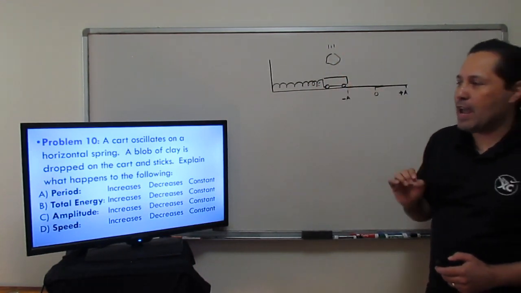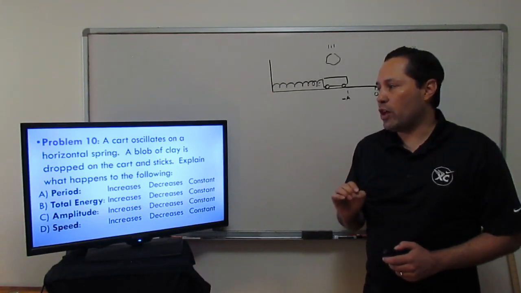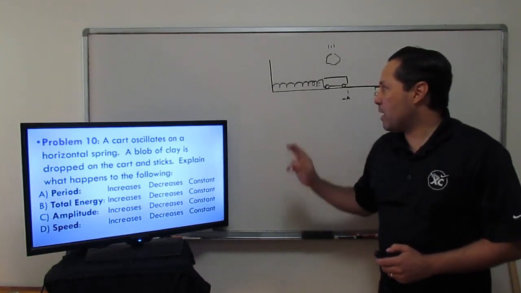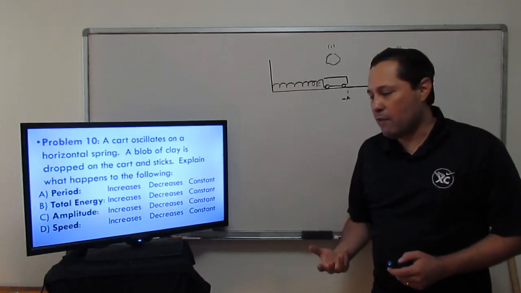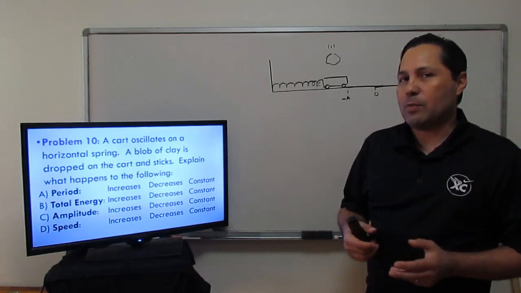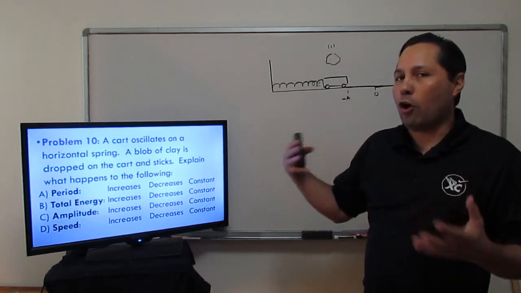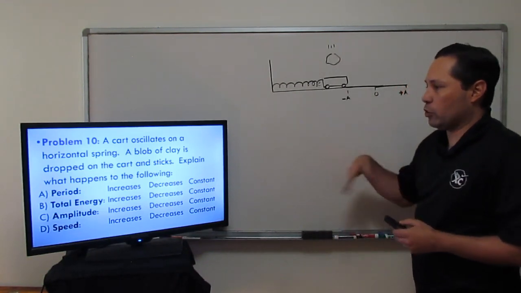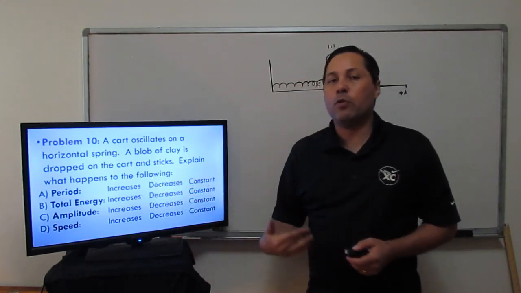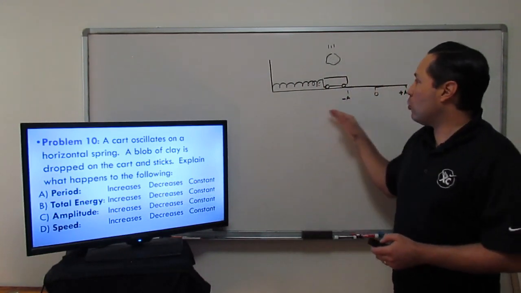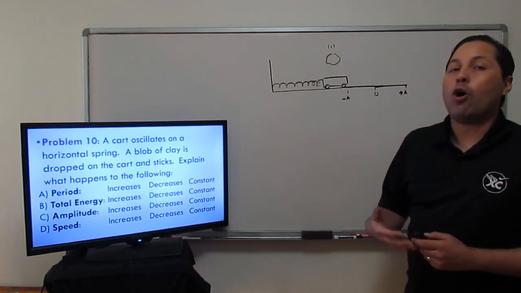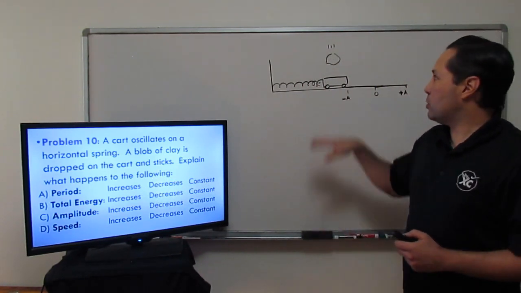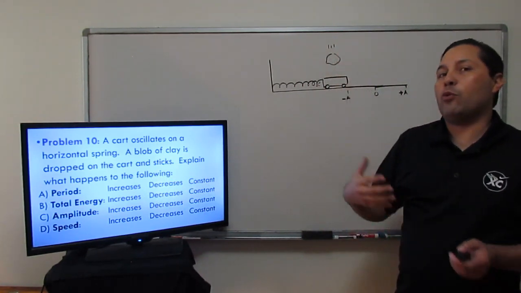So for letter A, what happens to the period? The period is the amount of time it takes to go back and forth. Now it's going to be heavier, so the period is going to take longer to go back and forth. So you're going to say the period would increase. It's going to take longer to go back and forth because we increased the mass. Now the total energy would also increase because we have more mass, so therefore we have more energy.